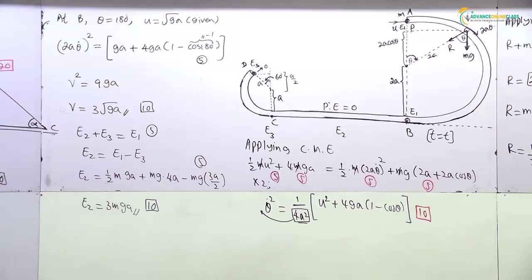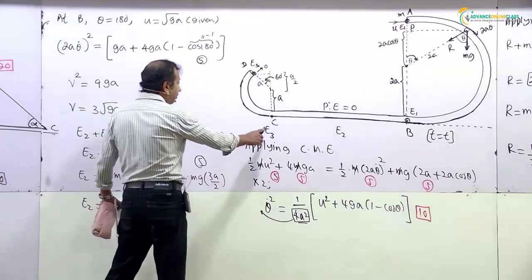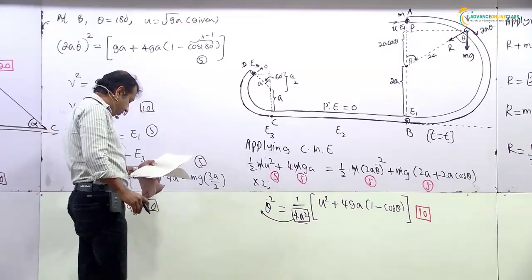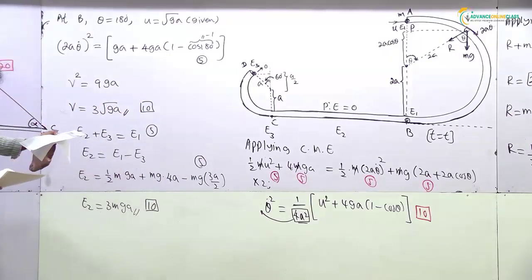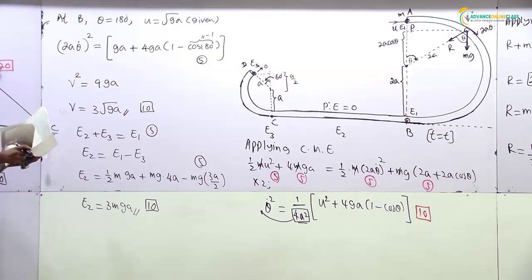Right. So then what is the energy at C? Energy at C is asking to find what? Hence, show that the velocity of the particle at C is this much. Velocity of the particle at C. Velocity of the particle asking. How to do that now?